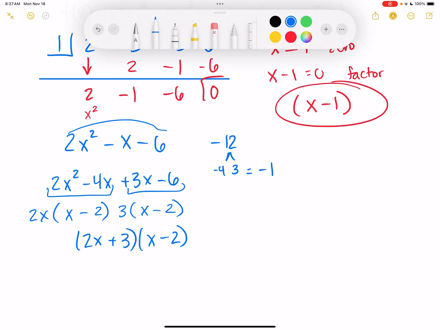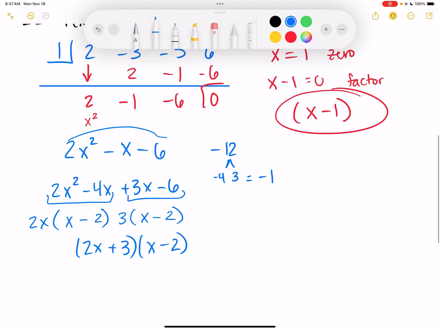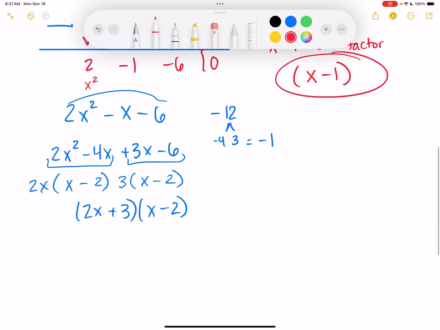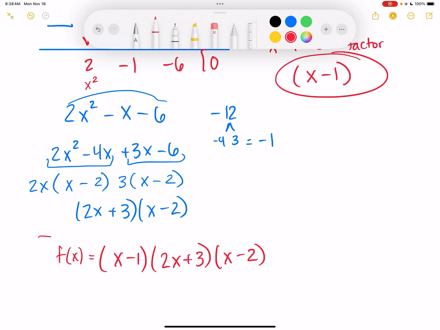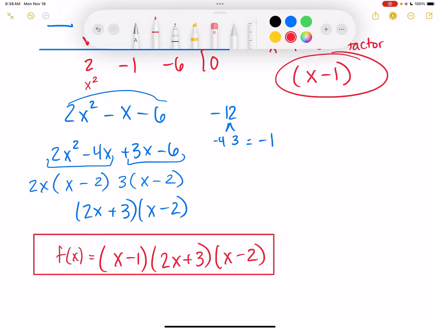And these are 2 more factors. Okay, so I have 1 factor here, 2 factors, 3 factors. So x minus 1 times 2x plus 3 times x minus 2, and this would be in factored form. Okay, so that's how they want it broken down.